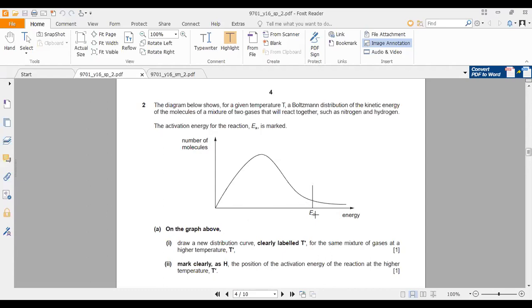And this is the activation energy. You know what activation energy is. This is the minimum energy to start a chemical reaction, right? Activation energy is the minimum energy to start a chemical reaction, or the molecules must have this energy in order to start a chemical reaction, right? Now let's see what they are asking.